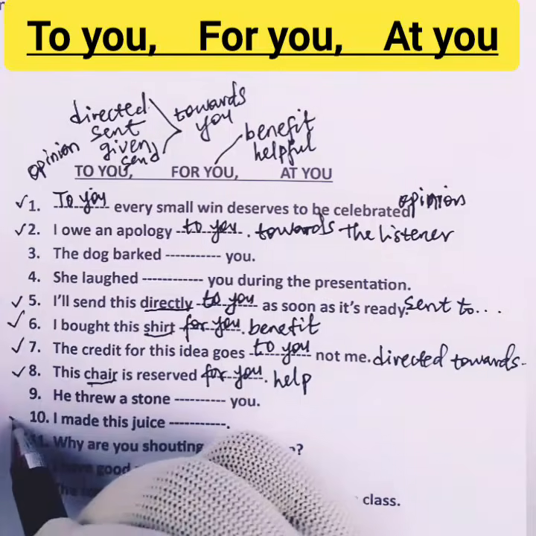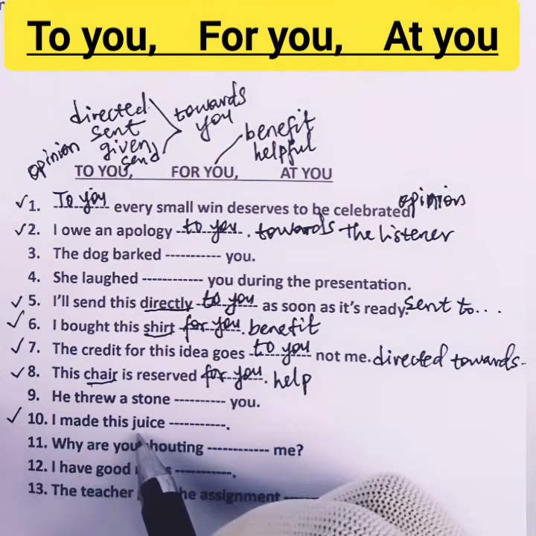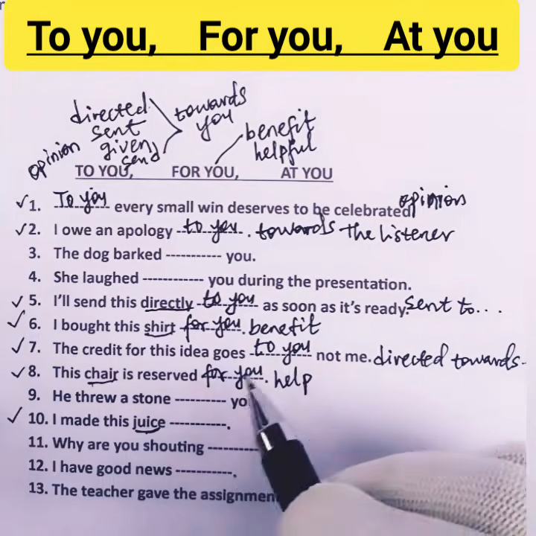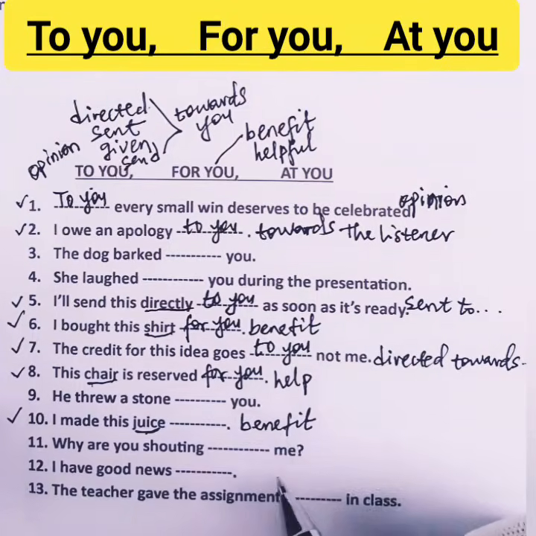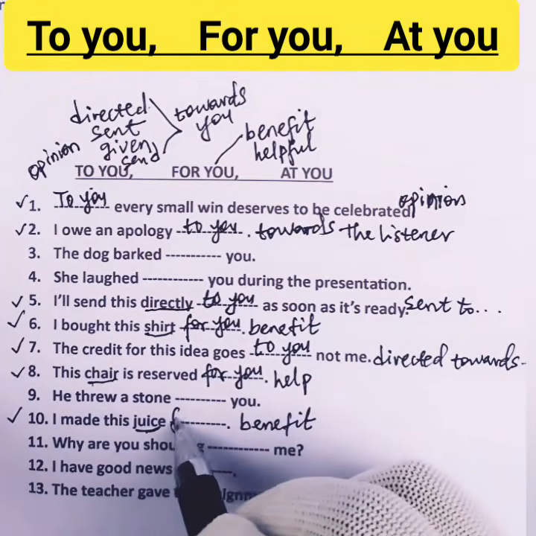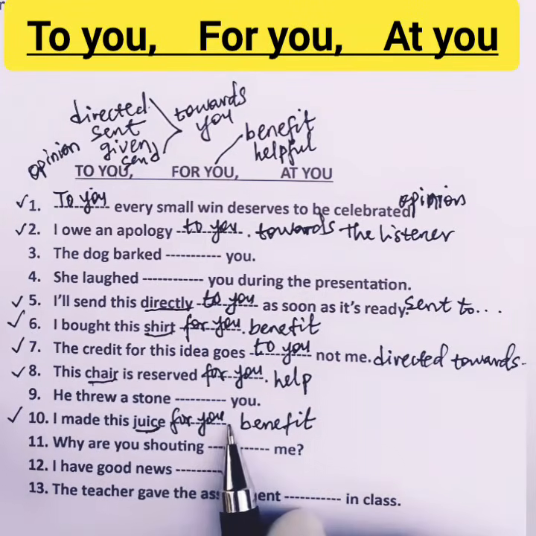Next is number 10. I made this juice blank. Making juice is to benefit someone. So this is about benefits. Therefore, for you is correct here. I made this juice for you.